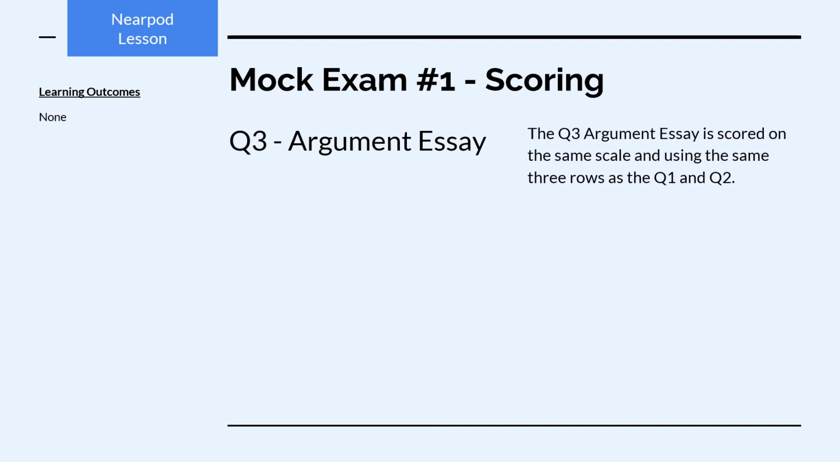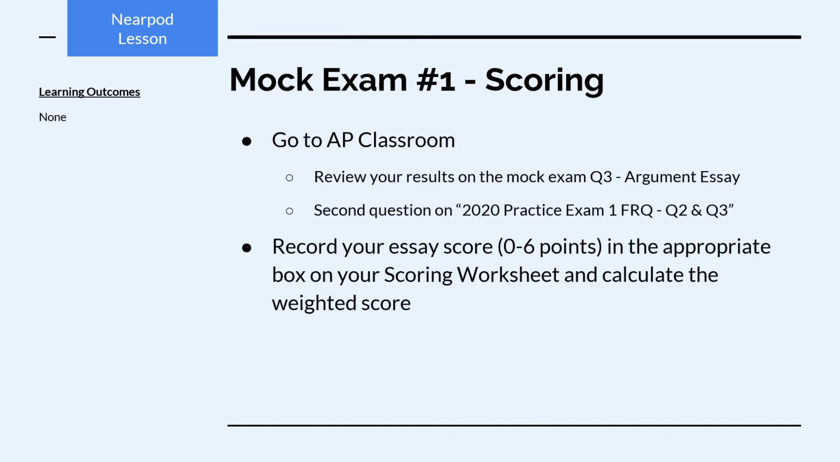This Q3 argument essay is scored on the same 0 to 6 point scale, and uses the same 3 rows as the Q1 and Q2. At this time, let's go ahead and take a look at your scores on the Q3. It's the second question on the 2020 Practice Exam 1 FRQ, Q2, and Q3 assessment in AP Classroom. Go ahead and record this final score in the appropriate box in your scoring worksheet and calculate that weighted score.